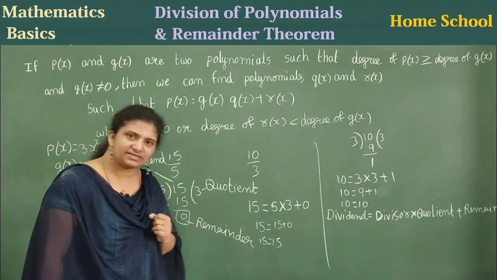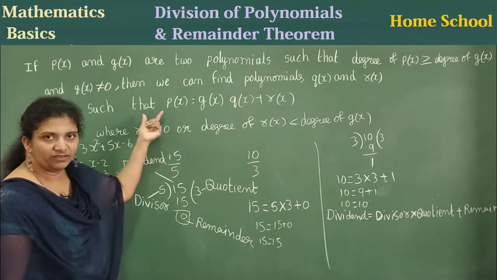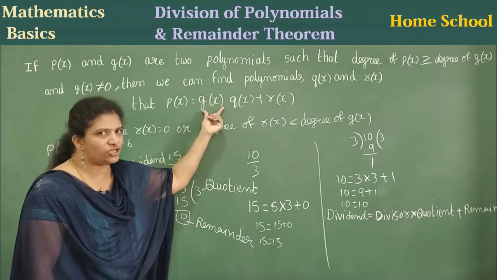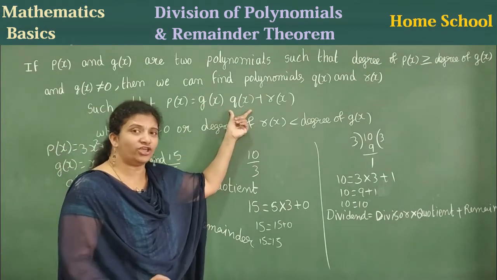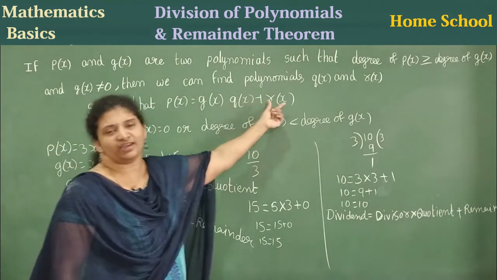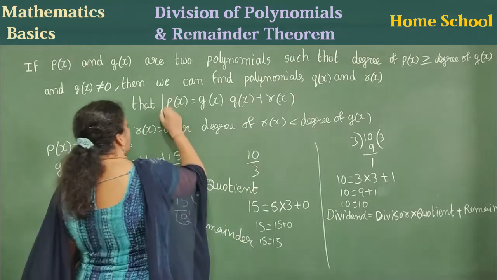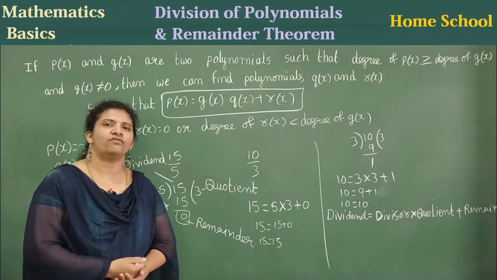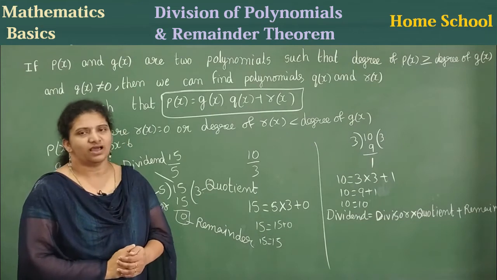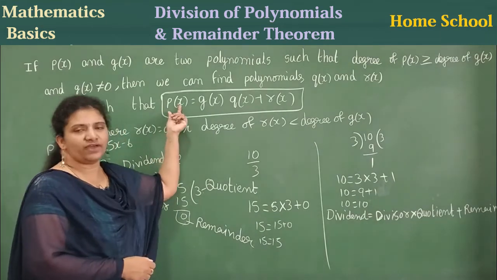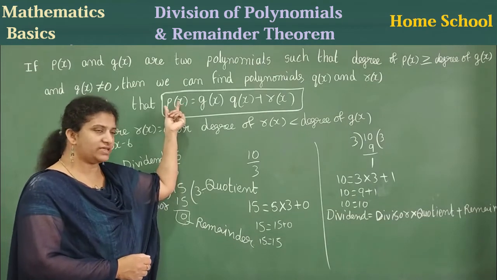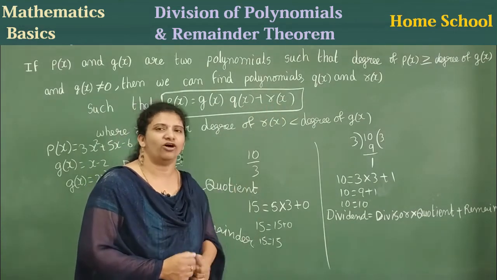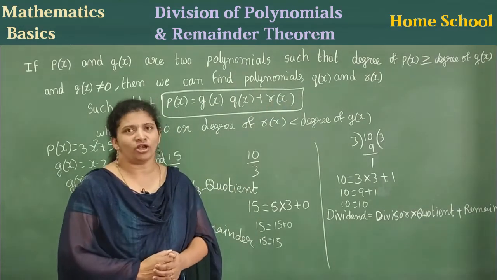How can you rewrite that statement, children? Such that polynomial of x, a dividend is what? P of x. Divisor is g of x. Quotient is q of x, and remainder r of x. So what is your important rule here? P of x is equal to g of x into q of x plus r of x. That is, polynomial of x is equal to another polynomial of x into quotient of x plus remainder of x. Let's see the division of polynomials now.